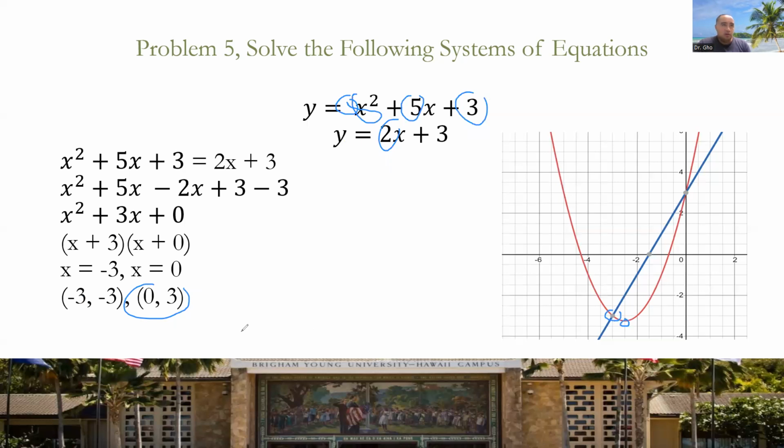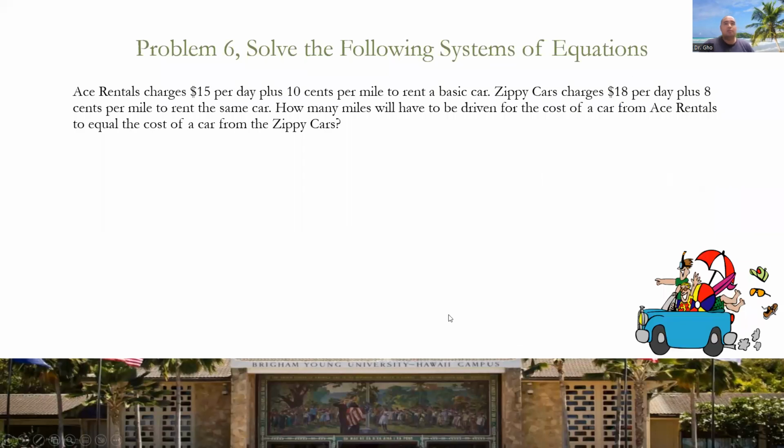Where these two equations intersect is going to be right here at -3, -3. And the other one is going to be at 0, 3, right here. And so that's our quadratic equation. Look at problem number 6.